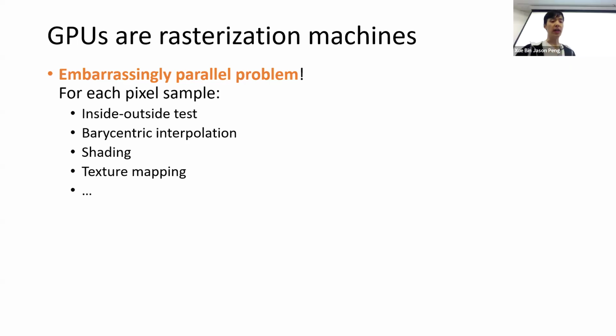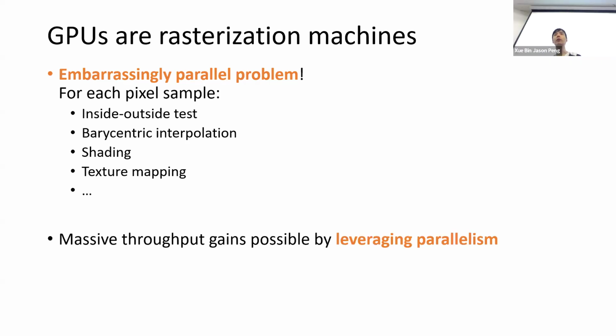Similarly, for operations like barycentric interpolation, evaluating lighting models, or texture mapping, all of these operations can be more or less performed independently for triangles or independently for pixels. Which means that even though we have to perform a lot of operations in order to render an image of a scene, all of those operations can be performed largely in parallel. And this is the key insight that GPUs leverage in order to massively accelerate rasterization pipelines.